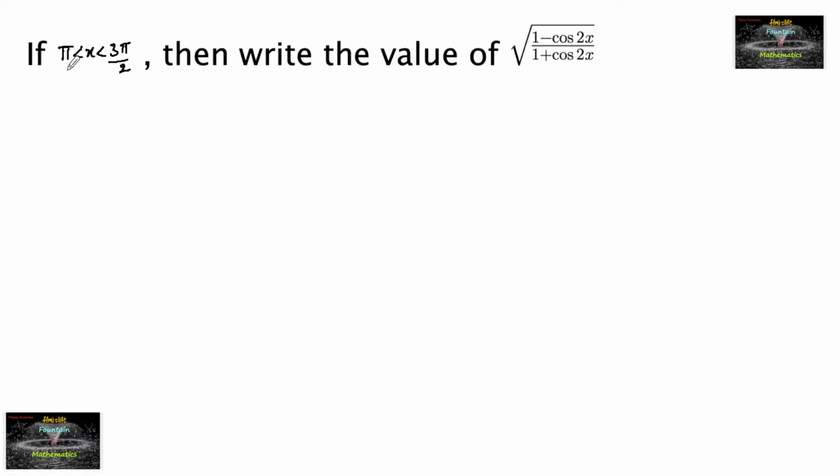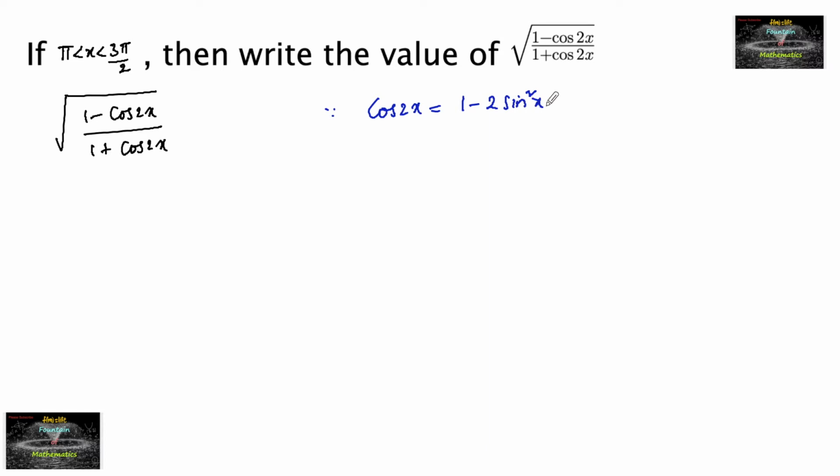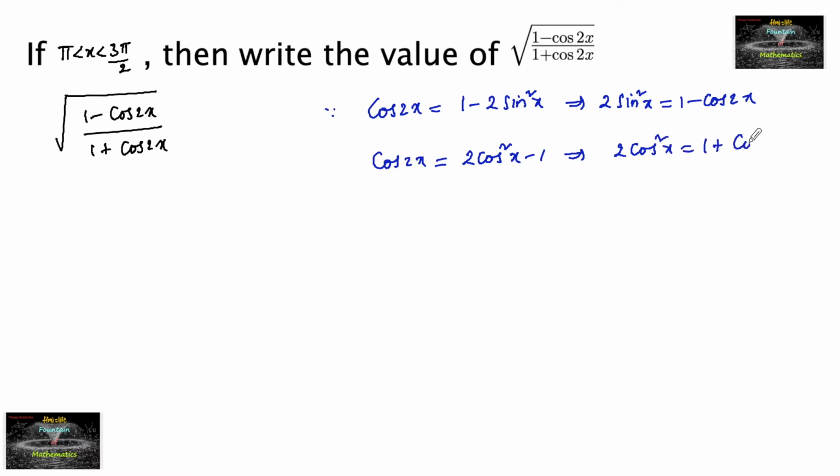If x lies between pi and 3 pi by 2, then write the value of root over 1 minus cos 2x upon 1 plus cos 2x. Since we know cos 2x is equal to 1 minus 2 sin square x, or also we can write cos 2x is equal to 2 cos square x minus 1. So from here, 2 sin square x is equal to 1 minus cos 2x, and 2 cos square x is equal to 1 plus cos 2x.